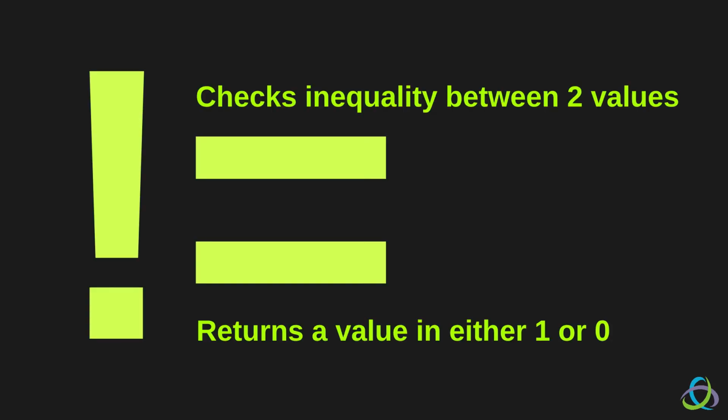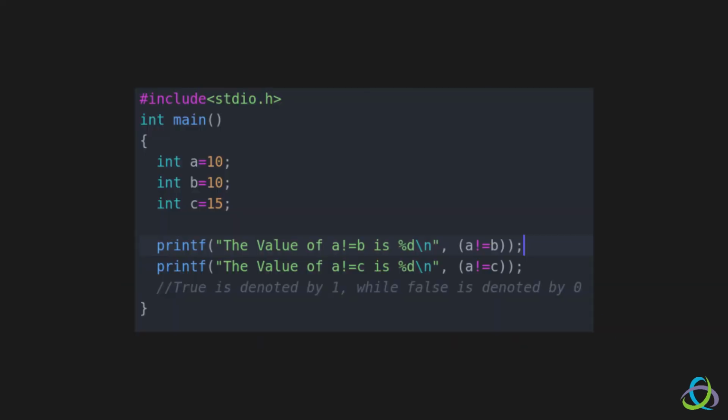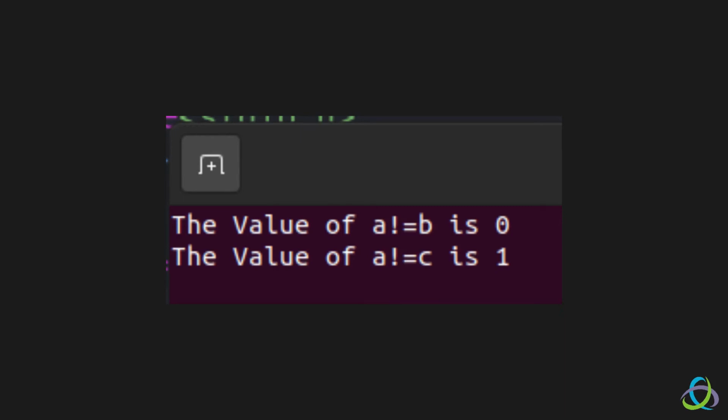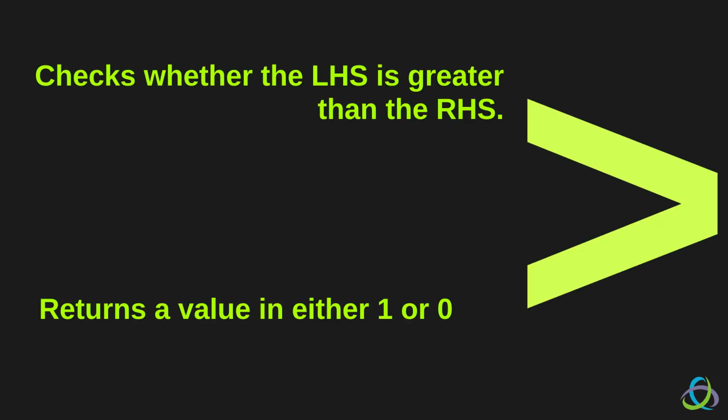The not equal to operator checks whether the values in two variables are different or not. If they are different, it returns true. If they are not, it returns false. Taking the same example but replacing the equal to operator with the not equal to operator, we can see that now it should return a value of 1 in the first statement and a value of 0 in the second, and that's what we get.